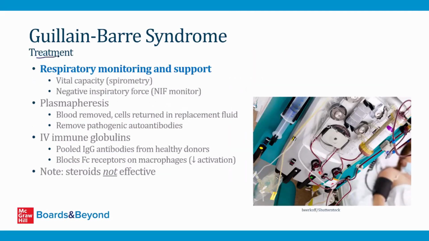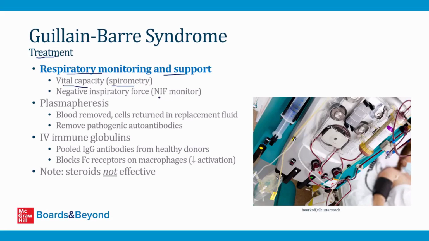Let's talk about the treatment of Guillain-Barré syndrome. So first of all, for real life and for board exams, you have to remember that respiratory monitoring and support is critical in this disorder because one of the ways people die from Guillain-Barré is from respiratory failure. So you can monitor the vital capacity by spirometry. If this starts to go down, that can indicate impending respiratory failure.